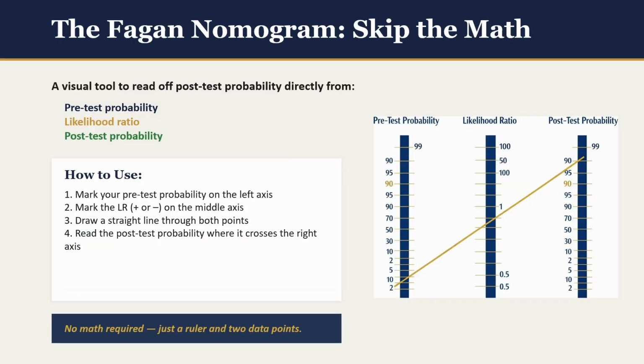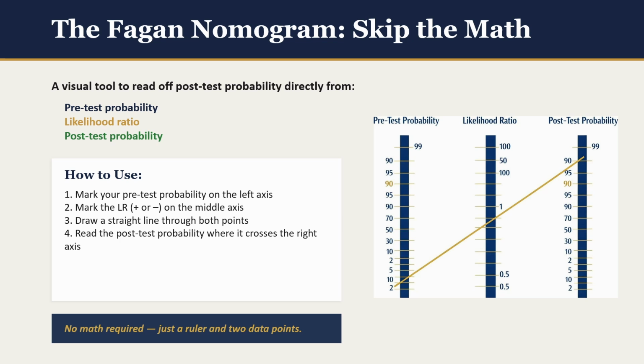If the three-step odds calculation feels cumbersome, the Fagan nomogram gives you the same answer graphically, no arithmetic required. It has three vertical axes, pre-test probability on the left, likelihood ratio in the middle, and post-test probability on the right. To use it, find your pre-test probability on the left axis. Find the relevant likelihood ratio, LR plus for a positive result, LR minus for a negative result, on the middle axis. Draw a straight line through both points and extend it to the right axis. Where it crosses is your post-test probability.